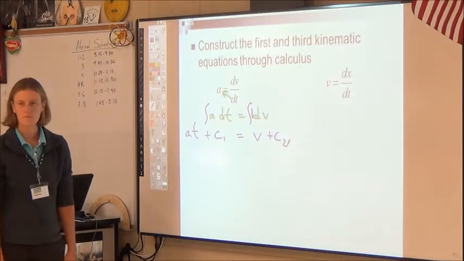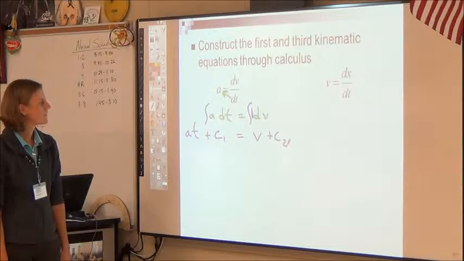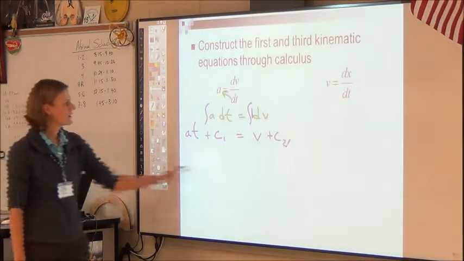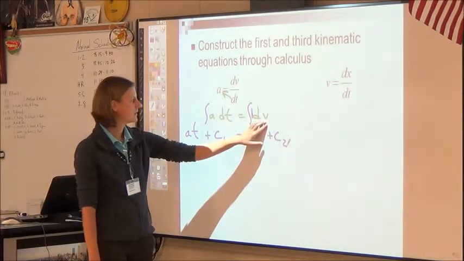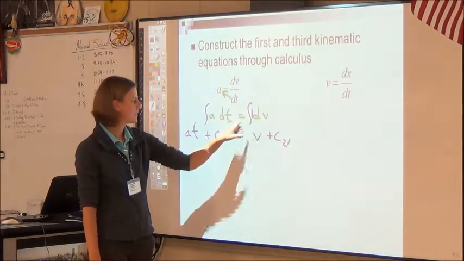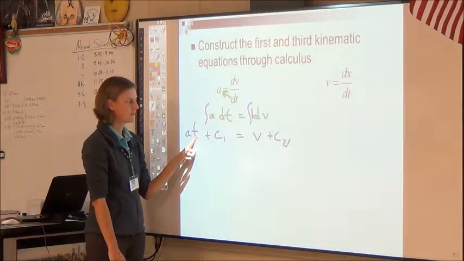Why did you do something to the dv but not to the dt if you were integrating them to the t and the v? What do you mean? I mean, on the right side you did something to the dv, but you didn't do anything because you're integrating to the v. But on the other side, when you're integrating to the t, you didn't do anything to the dt, just to the a.